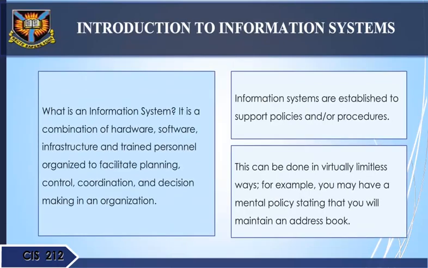Introduction to Information Systems. What is an information system? It is a combination of hardware, software, infrastructure, and trained personnel organized to facilitate planning, control, coordination, and decision-making in an organization. Information systems are established to support policies and/or procedures. This can be done in virtually limitless ways. For example, you may have a mental policy stating that you will maintain an address book.